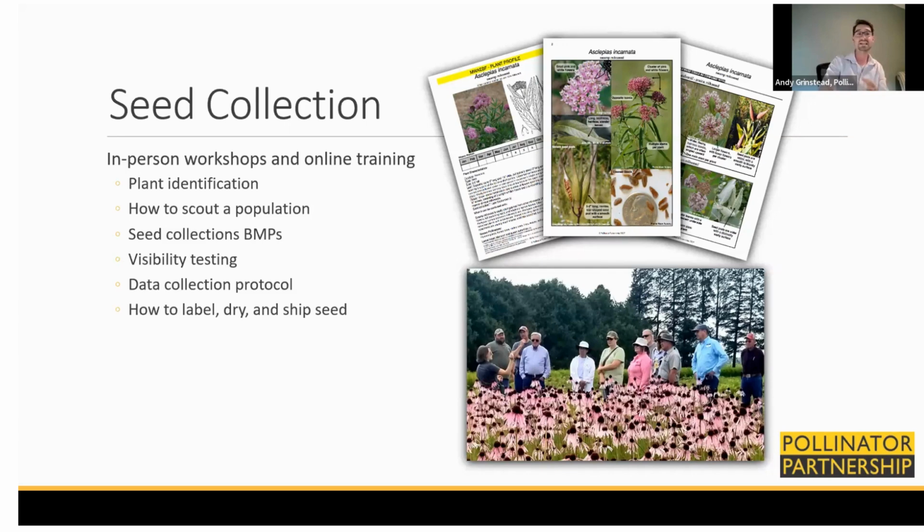We have a data collection protocol, which helps to identify where a seed was collected in an area so that we can track that throughout the program, and so it doesn't get mixed and sent off into the wrong state, which we'll talk about in a minute. And finally, how do we label, dry, and ship the seed in a consistent, effective, and efficient manner?